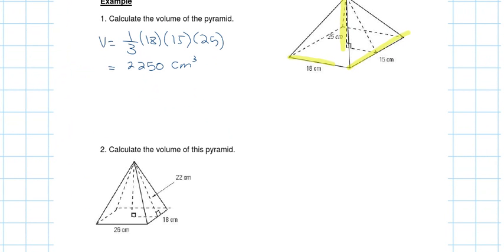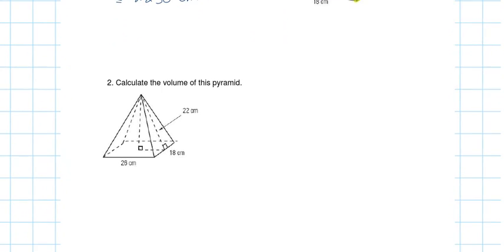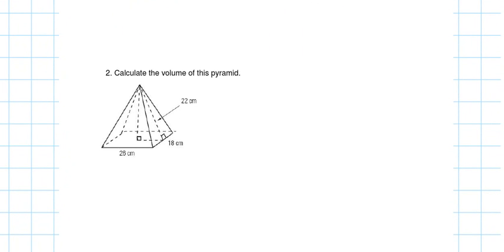So look at the second question. What does the second question tell you? What does it ask you to solve for? The height. You have to find the volume, but you don't have the height. That's correct. You don't have the height of the pyramid, right?